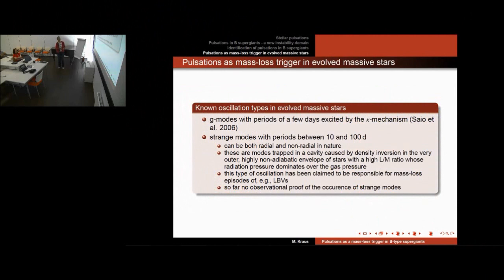Now coming to the main part of the talk, the main subject of the talk, pulsations in massive stars, such as B-type supergiants, or in evolved massive stars in general. As I said, there are 2 types of modes, and for the evolved massive stars, Saio predicted that only the g modes should be excited with periods of a few days.